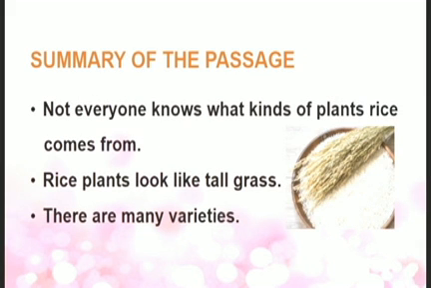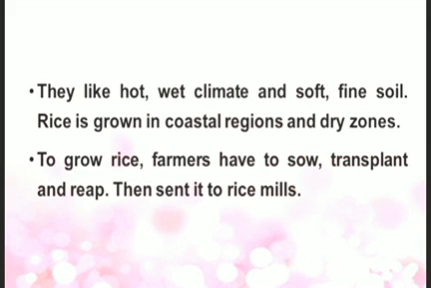Let's read the passage carefully first. After reading the passage, you can get the summary of the passage. Not everyone knows what kind of plants rice came from. Rice plants look like tall grass. There are many varieties. They like hot, wet climate and soft, fine soil. Rice is grown in coastal regions and dry zones. To grow rice, farmers have to sow, transplant, and reap. Then send it to the rice mills.